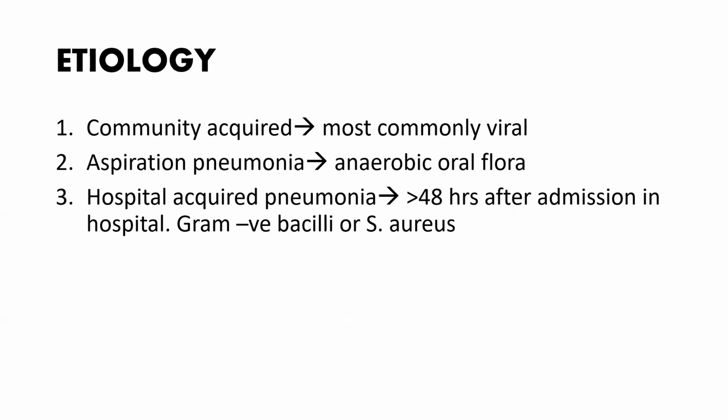So just to look at the etiology in a different way, you can have various ways of looking at acquiring pneumonia. So you can have community acquired pneumonia, which is most commonly viral. You can have aspiration pneumonia, and the thing you'll be aspirating is the oral flora, the anaerobic oral flora, and you can also have hospital-acquired pneumonia, and this is the pneumonia that comes about more than 48 hours after admission in hospital, and it's more often found to be gram-negative bacilli or also Staph aureus.